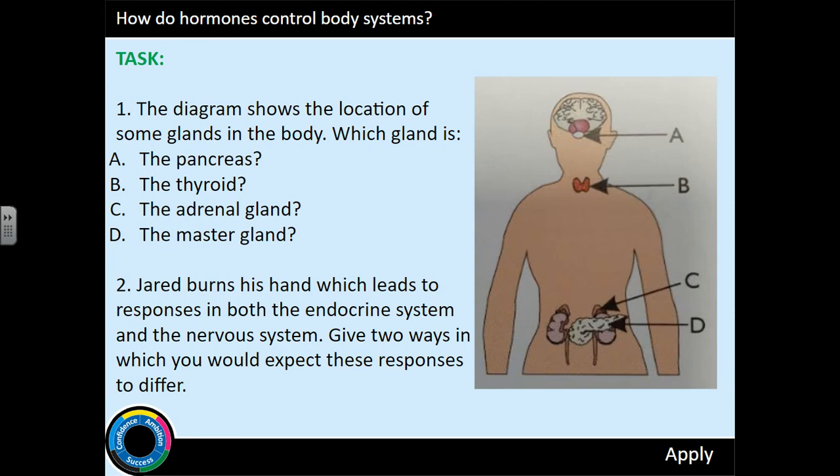For question 2, we have Jared, who has burnt his hand, and that leads to responses in both the endocrine system and the nervous system. You need to give 2 ways in which you would expect those responses to differ. So this is where that table we looked at on the previous slide is going to come in very handy. So if you need to go back to that slide, then do so. But for now, pause the video and then come back in a few minutes. Once you're done, we'll go through the answers.